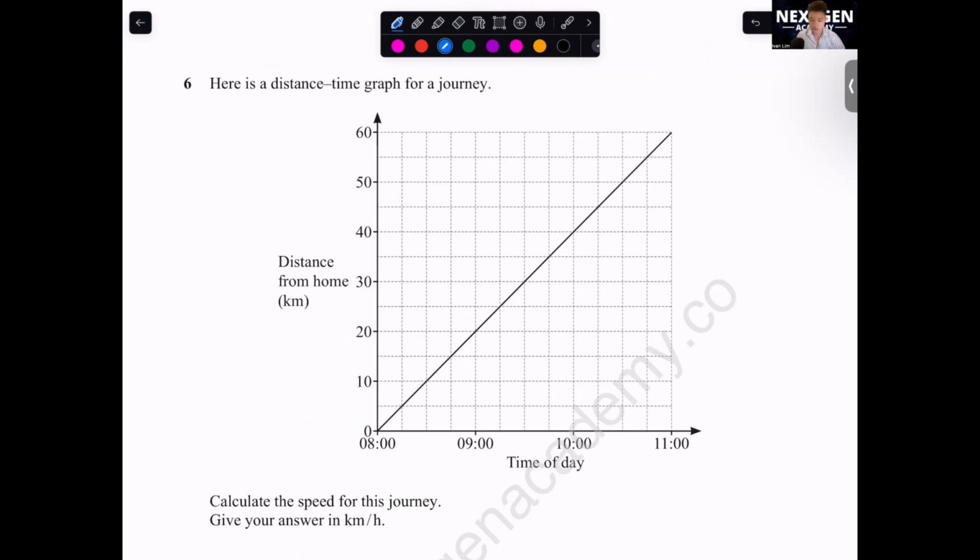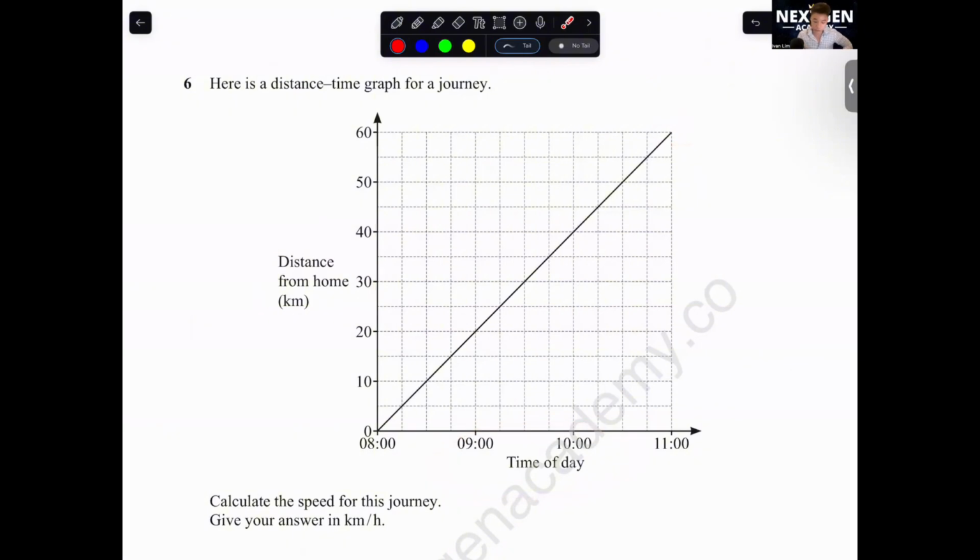Speed. Okay, what's the definition of speed? Okay, Brian said distance over time, right? Okay, where is distance? Distance is your y-axis. Time is your x-axis. Okay, so what can we use over here? We can take the total distance over the total time. Got it?